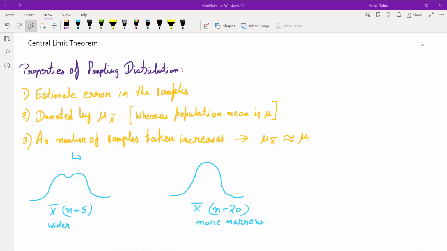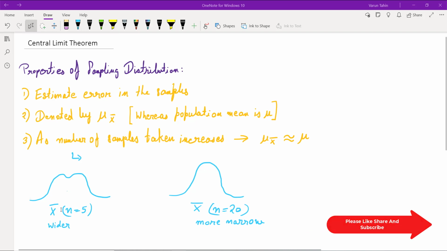Now these are some of the properties of sampling distribution. So first one is it can estimate the errors in the samples. Now this is done because we are taking a lot of small samples and we are calculating its mean and plotting it. So that is the reason we can calculate an estimated error on those. The second is it is denoted by mu of x bar, whereas population mean is mu. And third and the most important is as the number of samples taken increases, the sampling distribution mean equals the population mean. So you can see this graphs drawn below.